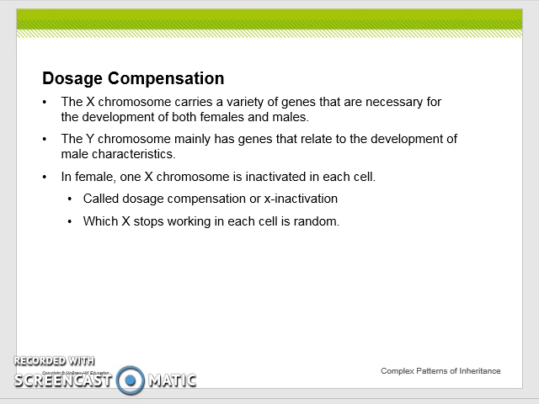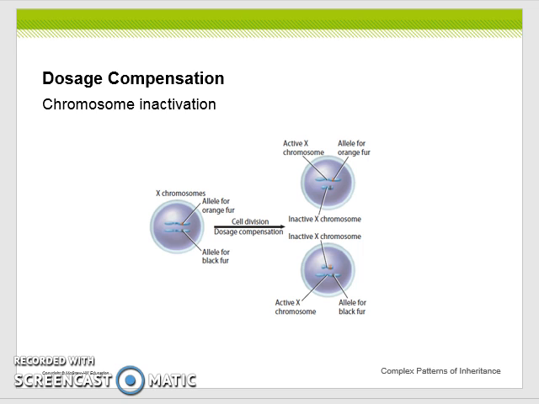Dosage compensation. The X chromosome carries a variety of genes that are necessary for the development of both females and males. The Y chromosome, however, mainly has genes that relate just to the development of male characteristics. In females, one X chromosome is inactivated in each cell. This is called dosage compensation or X inactivation. Which X stops working in each cell is random. Here is an example of dosage compensation when we have a chromosome that's inactivated.